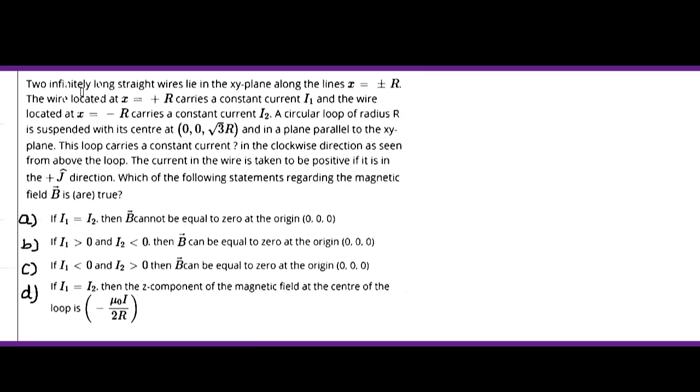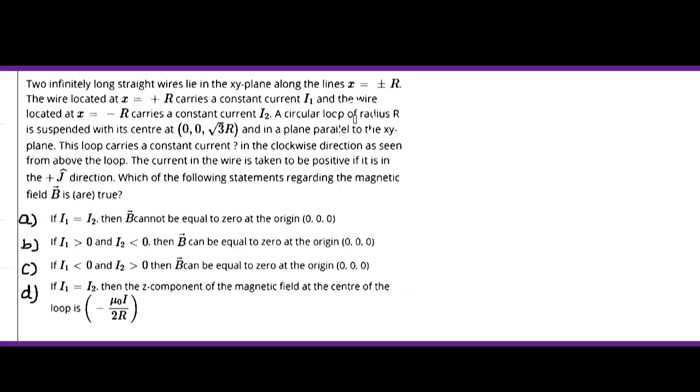Hello everyone, let us start with our question. In this question, what is given? Two infinitely long straight wires lie in the xy plane along the lines x equals plus or minus r. The wire located at x equals plus r carries a current of I1, and the wire at x equals minus r carries a current of I2.